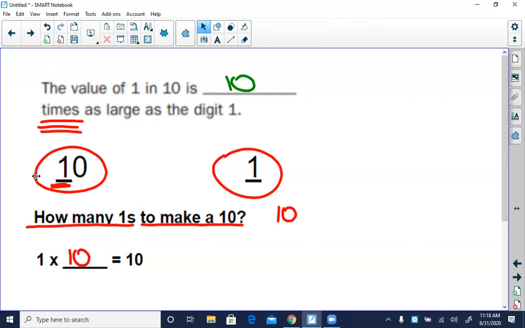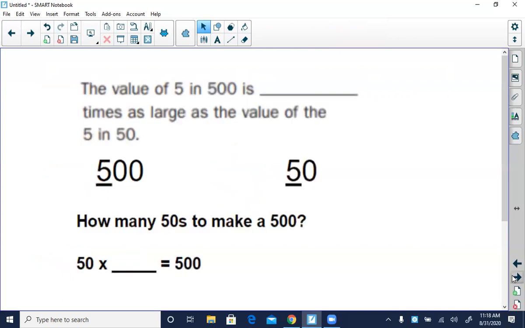However, they're not always going to have it be 1s and 10s. Here's an example of a different problem. The value of 5 in 500 is blank times as large as the value of the 5 in 50. Now, once again, we're looking at the place value. So we've got a 5 in the hundreds place here. I've got a 5 in the tens place here. You can think about this like it's $500. And think about that like it's $50.